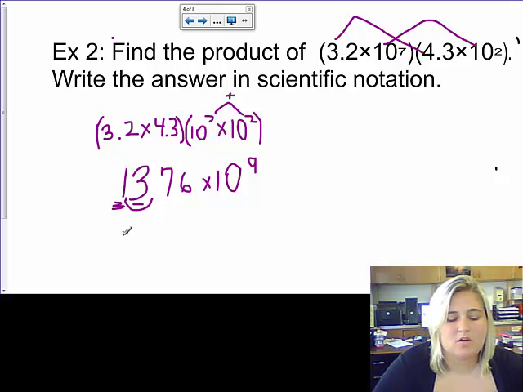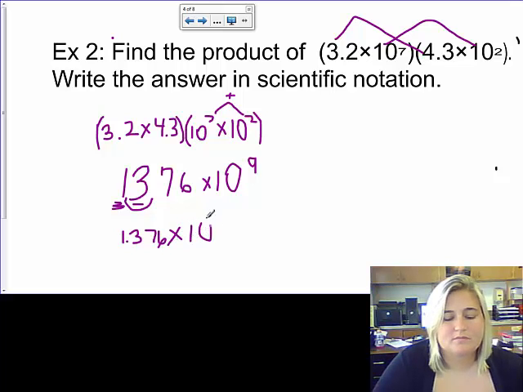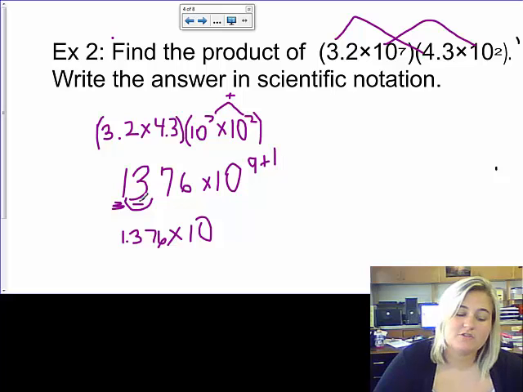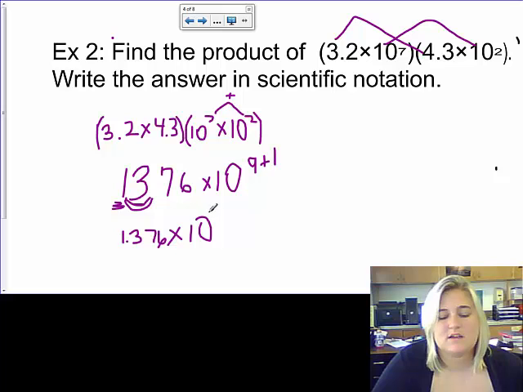So I have 1.376 times 10, and because I moved it that one time, I have to add 1. Because to get it back to the original, I would move it towards the positive numbers. That means I'm adding 1, so I have 10 to the 10th power. Final answer.